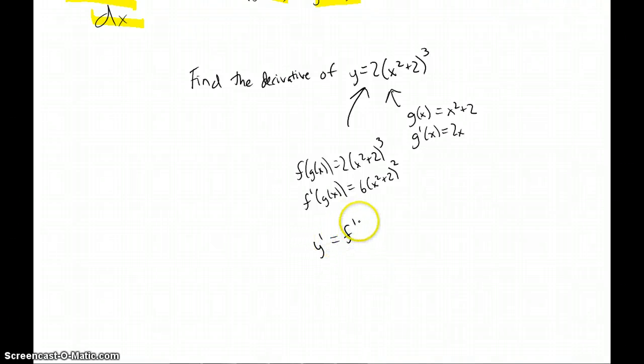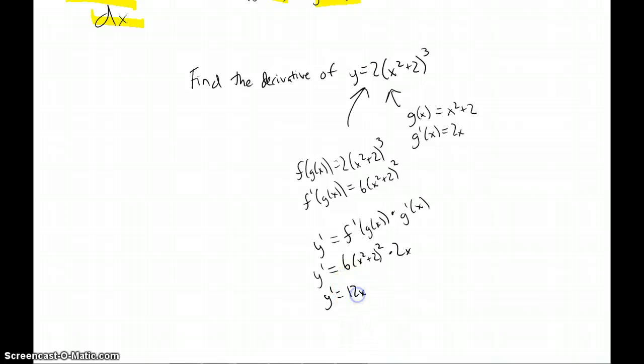And so in order to find the derivative of the original function using the chain rule, we would simply multiply the derivative of f of g of x by the derivative of g of x. And so we can just do 6 times (x squared plus 2) squared times 2x. And our final answer would be 12x times (x squared plus 2) squared. And that is how you use the chain rule to solve a more basic problem.